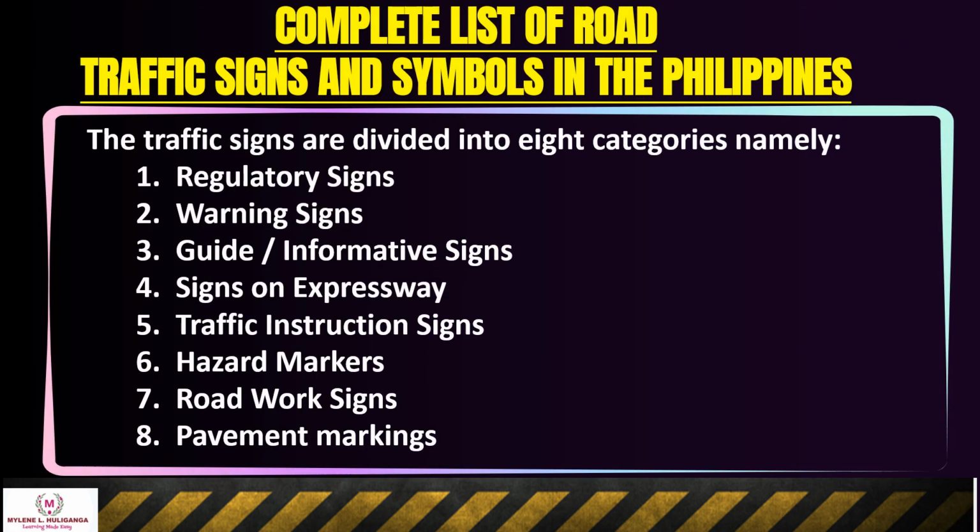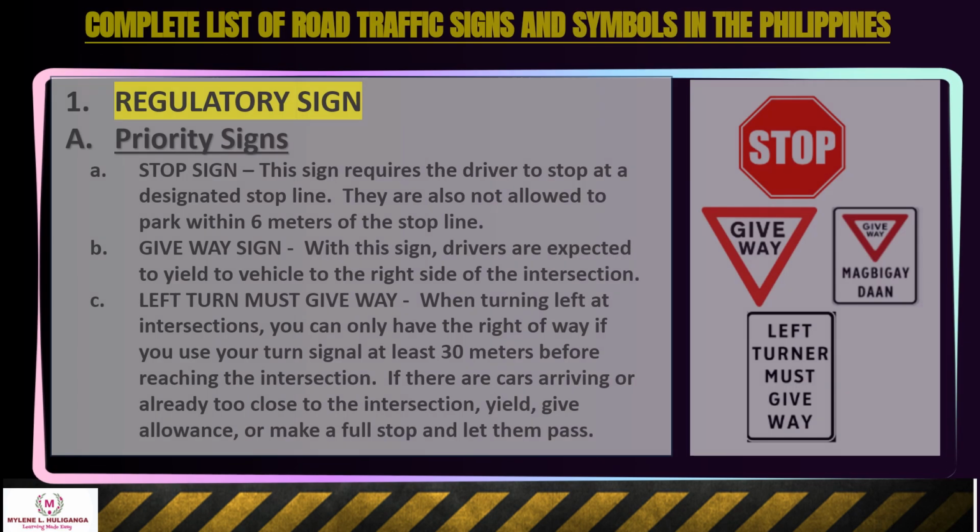The traffic signs are divided into 8 categories, namely regulatory signs, warning signs, guide or informative signs, signs on expressway, traffic instruction signs, hazard markers, roadwork signs, and pavement markings.